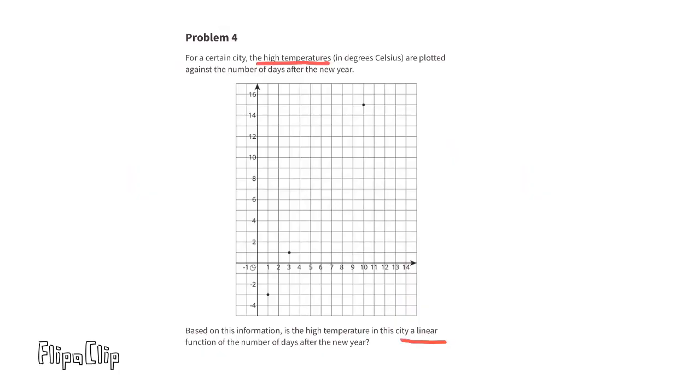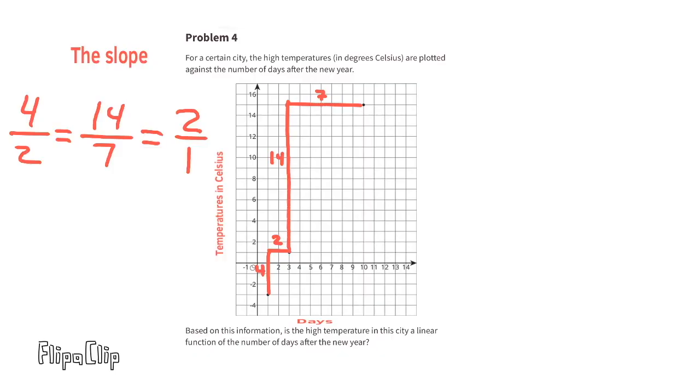Problem number 4. For a certain city, the high temperatures in degrees Celsius are plotted against the number of days after the new year. Based on this information, is the high temperature in this city a linear function of the number of days after the new year? The points are plotted on this graph. The rise is 4 and the run is 2. From this point to the point on the top, the rise is 14 and the run is 7. 14 over 7 is a slope of 2, just like 4 over 2 is a slope of 2.